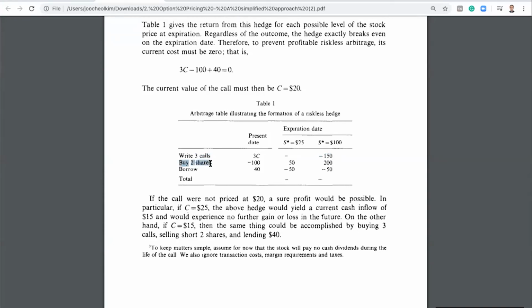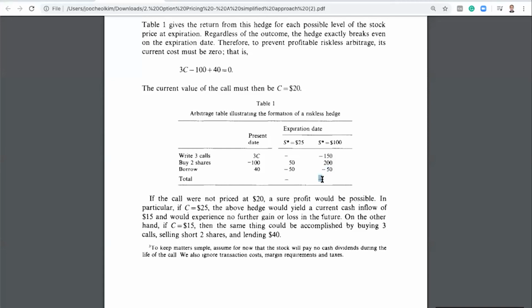Now I'm gonna take care of my stock, and I have 2 stocks, and each one goes up to $100. If I sell back, I will get $200 to my pockets. And for the bank, it doesn't matter whether the stock price goes up or goes down. I have to pay back the same amount of money. So that's the meaning of this last column. But again, when you add these 3 numbers, you will get 0.